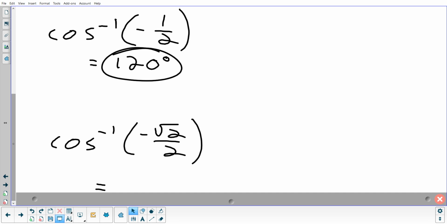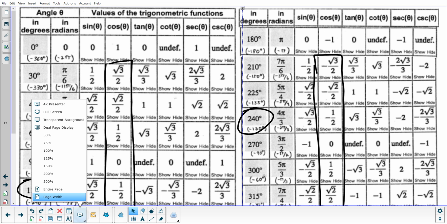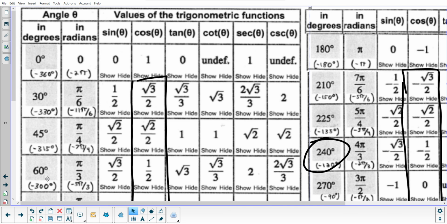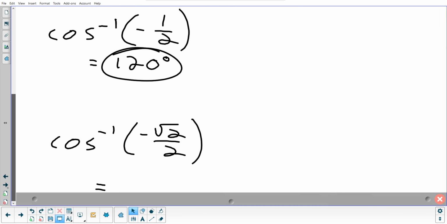And let's do one more with inverse cosine, and then we'll try inverse tangent. So, inverse cosine of negative root 2 over 2. Yeah, just go down. Let me zoom out so you can see it a little better. Okay, what are we looking for? Negative root 2 over 2?